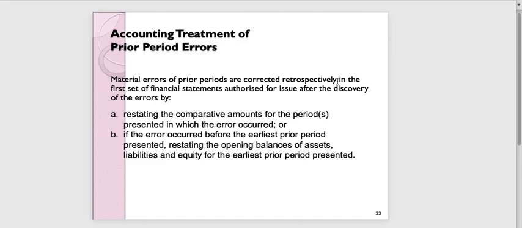Retrospectively means that we have to adjust the opening balance of the equity, because the opening balance of the equity is wrong due to those errors. So we have to adjust the opening balance. That is the meaning of retrospectively. If you refer back to the change in accounting estimate, it is prospective, whereby you just do the adjustment for the current year.